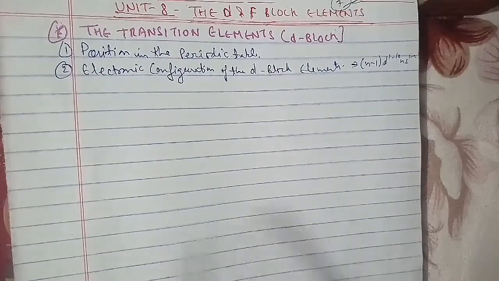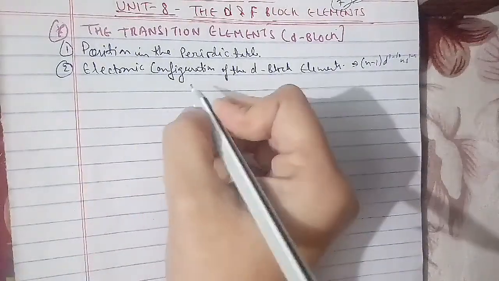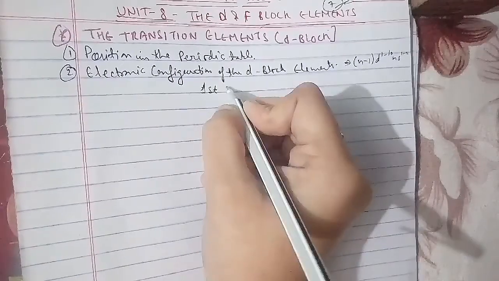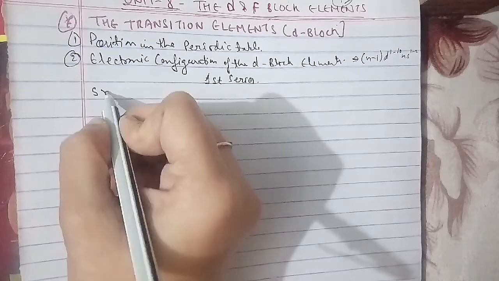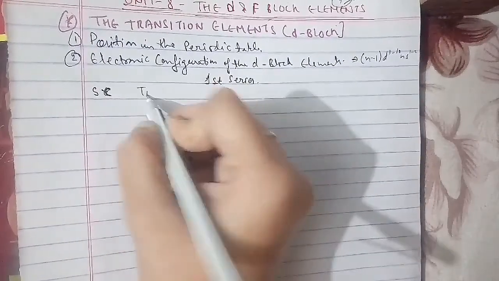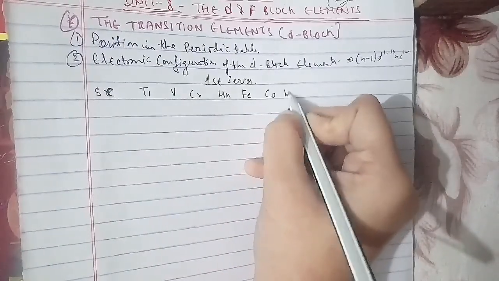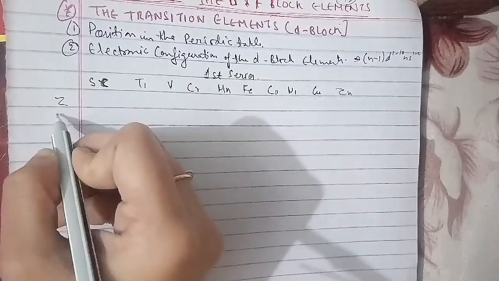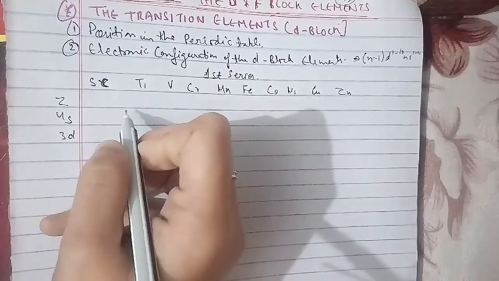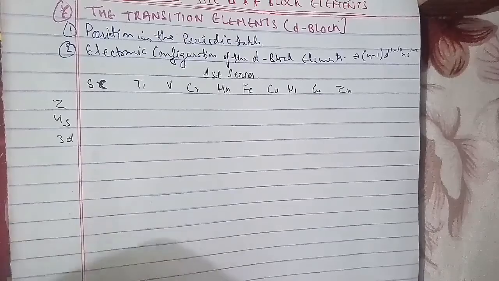So now the outer electronic configuration of the transition elements in the ground state. We'll discuss the first series first. The first series is Sc, Ti, V, Cr, Mn, Fe, Co, Ni, Cu, Zn. First we'll talk about the atomic number, and then we will fill in the numbers. I'll make a sort of table first.